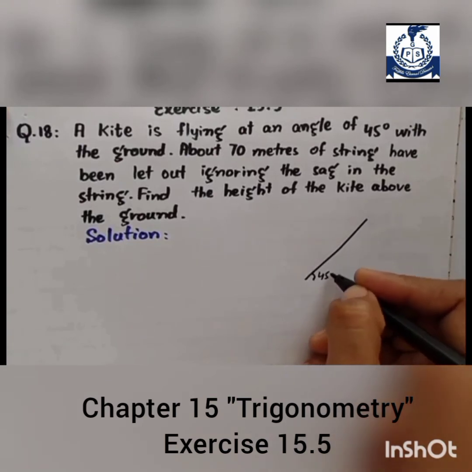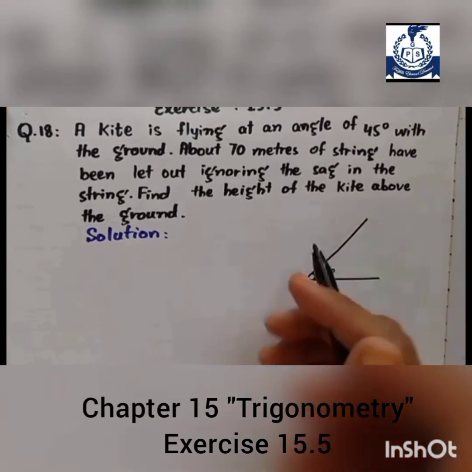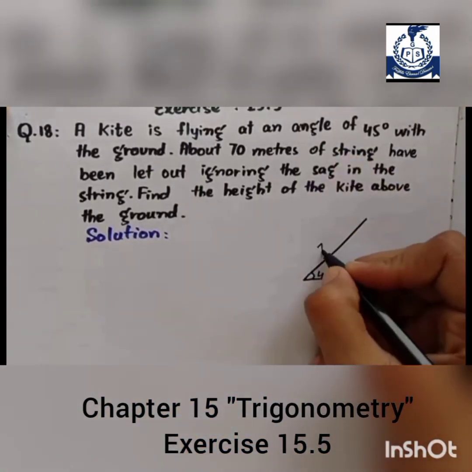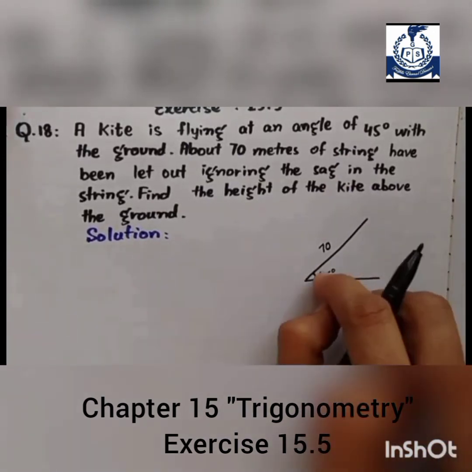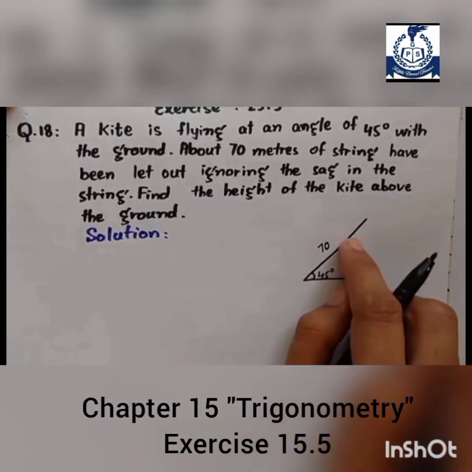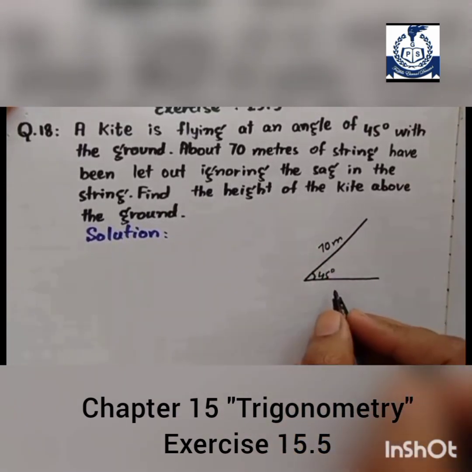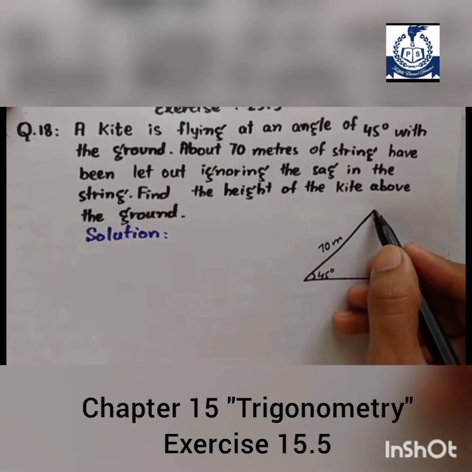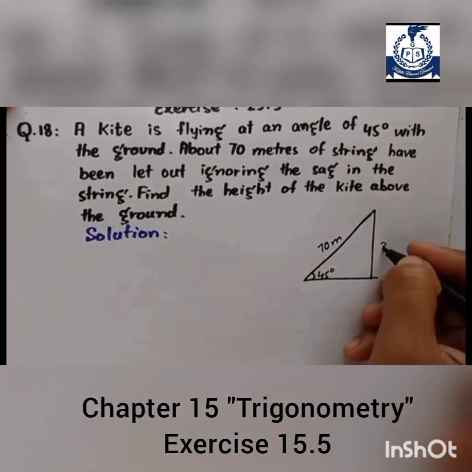The kite, and the angle we have is 45 degree. This is a kite, which is flying at 45 degree and the string is equal to 70 meter. So find the height of the kite above the ground. So we have need to find out the height of the kite.